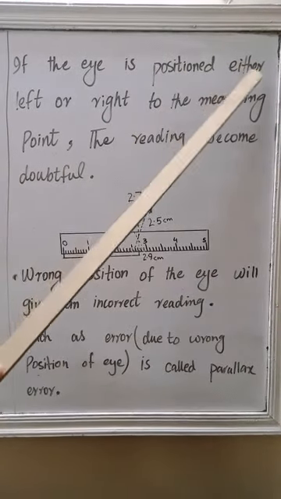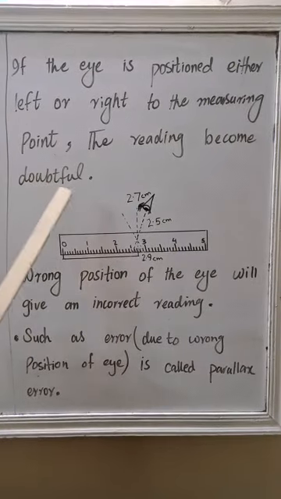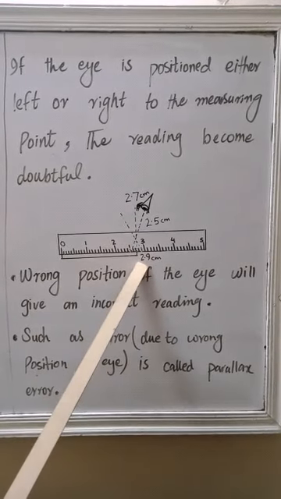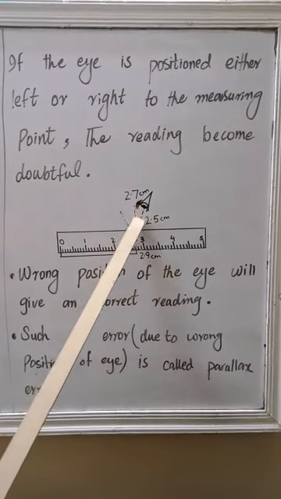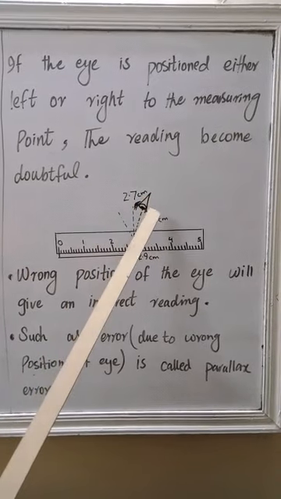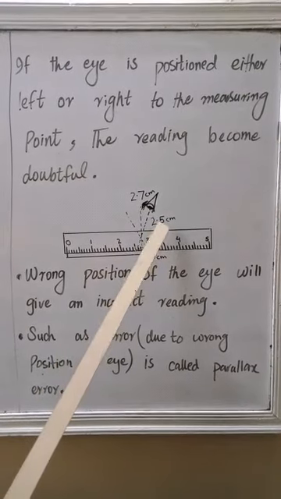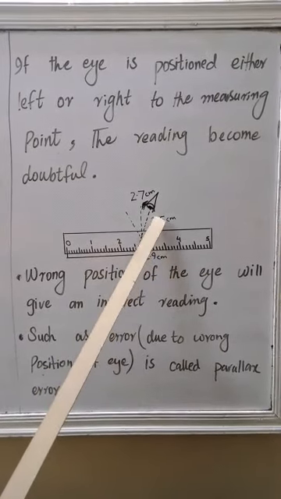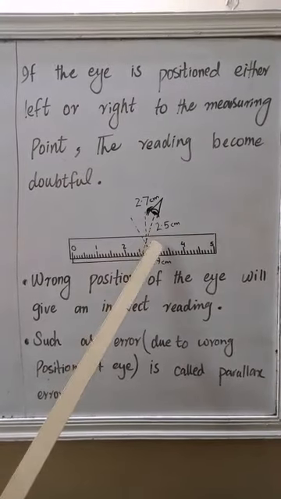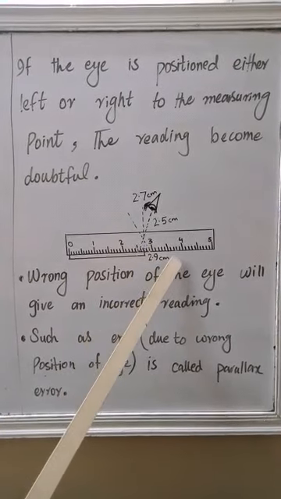If the eye is positioned either left or right to the measuring point, the reading becomes doubtful. This is the object whose length we have to measure, and if we keep our eye vertically above the object, then we can see that its length is 2.7 centimeter. If we keep our eye left or right to this object, then the reading is different. Reading will be 2.5 centimeter if we keep our eye right to the object, and if we keep our eye left to the object, its reading will become 2.9 centimeter.